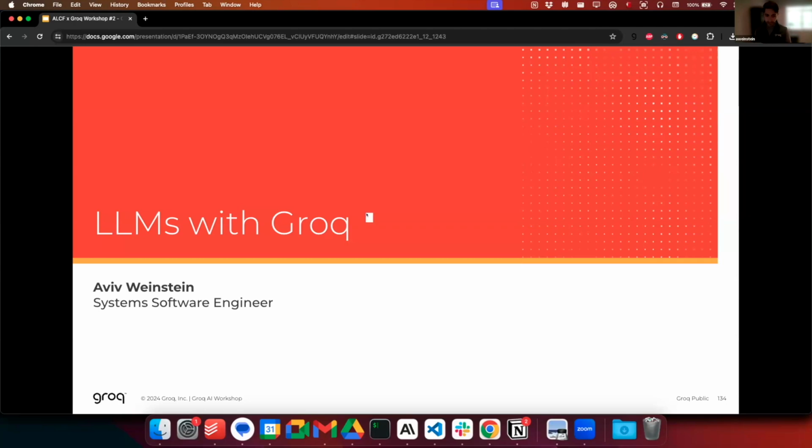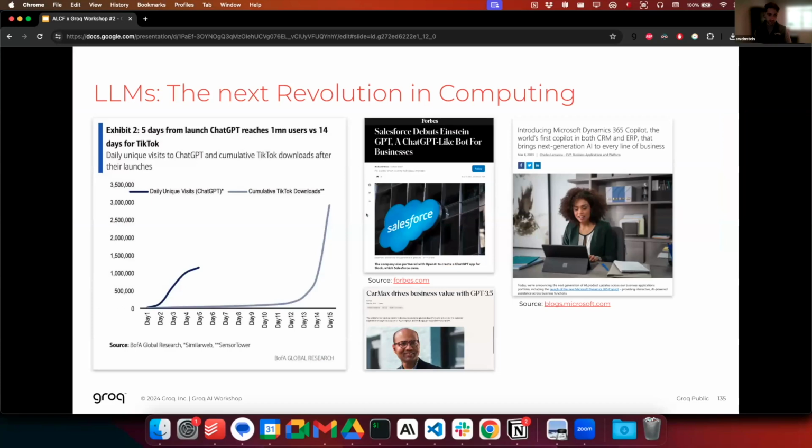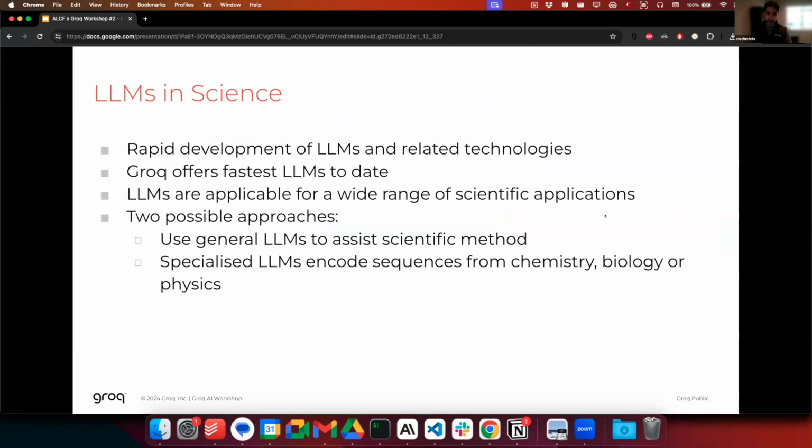With that said, this slide is nothing new, just a bunch of headlines talking about how transformative LLMs are and how they are the next revolution in computing. There's this huge interest in LLMs, with a wide range of use cases, all the way from code assistants and chatbots to scientific research, a ton of things. So Groq is well aware of this, and we've been working on LLMs.